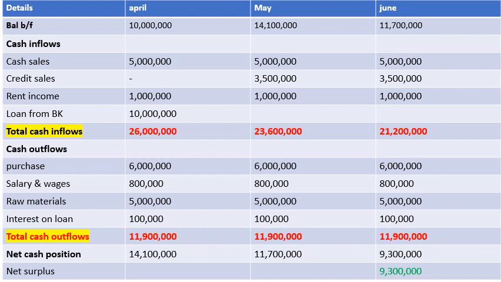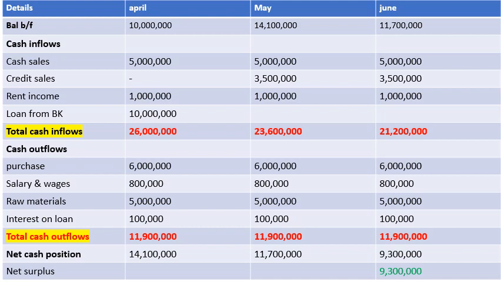11,900,000. So how do we get our net cash position for the month of April? We're going to get 26 million minus 11,900,000, and then we come to 14,100,000. So this is our net cash position for the first month. This amount is carried or is brought forward in the next period.